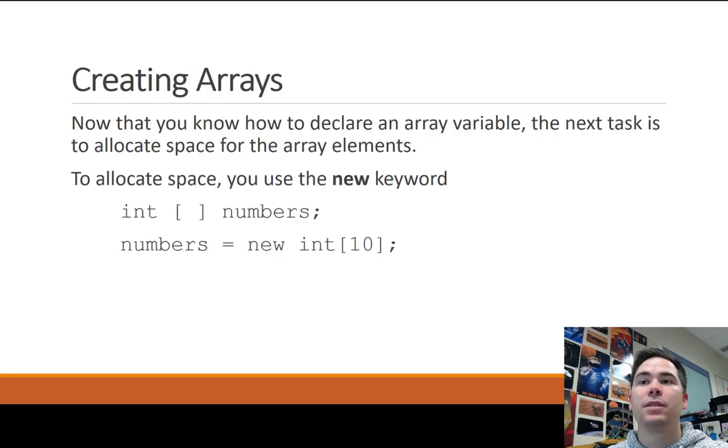So, creating arrays. Now that you know how to declare an array variable, the next task is to allocate space for the array elements. To allocate space, you have to use the new keyword. This would look like int[] numbers; numbers = new int[10]. We're saying that there's space for 10 numbers in that array in this line of code. This is saying that there are 10 little spaces, so 0 through 9 positions in that array. So you can fill up to 10 integers into that array.